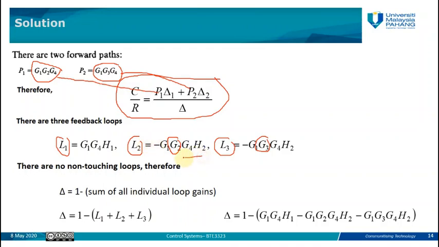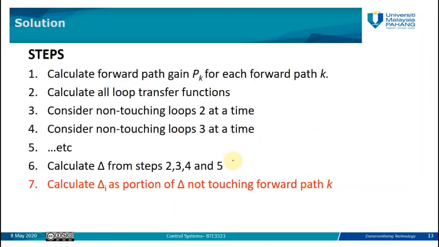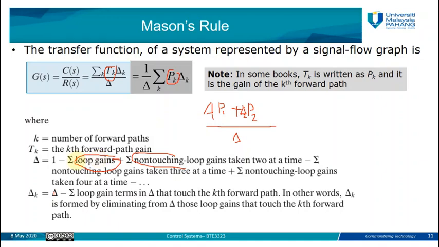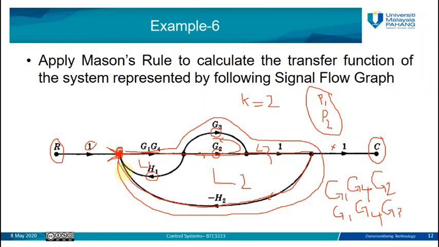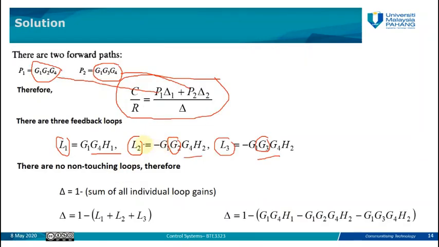We are going to use these loop gains in the formula of delta. You can see here the formula of delta. It says summation of loop gains. So the delta value will be 1 minus the summation of the loop gains, which are G1, G2, G4, and so on. So L1, L2, L3 will be substituted in the formula for finding the value of delta.